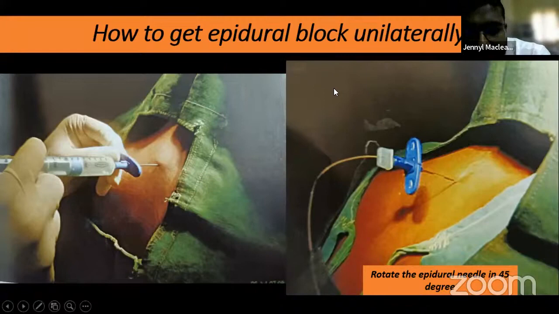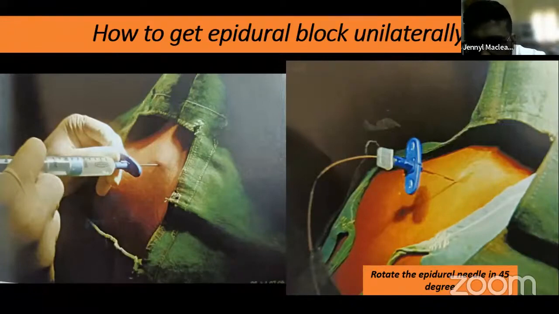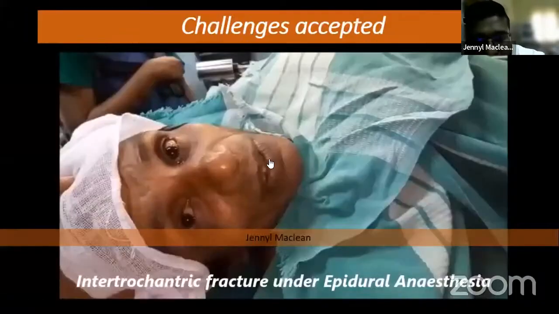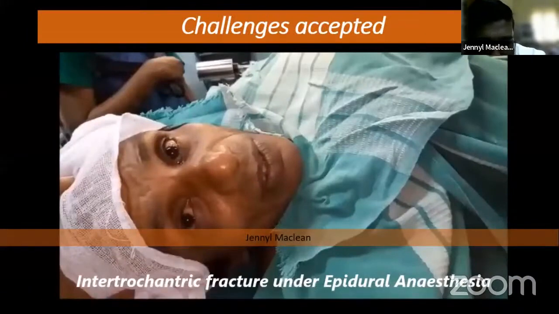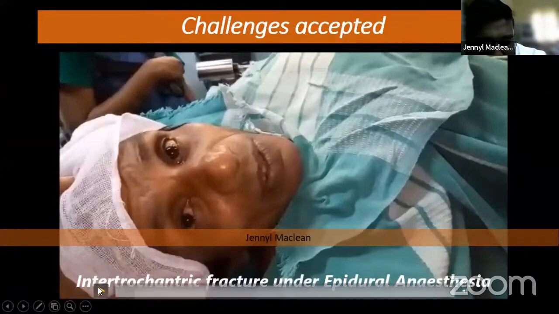How do you block either your upper limb or lower limb unilaterally? We tend to go with a 90-degree fashion into the epidural space. If you want it on either side, you just rotate the epidural needle 45 degrees and thread your epidural catheter after getting into the interlaminar space, after getting into the epidural space. So I have done an intertrochanteric fracture under epidural block, but only one limb will be blocked.